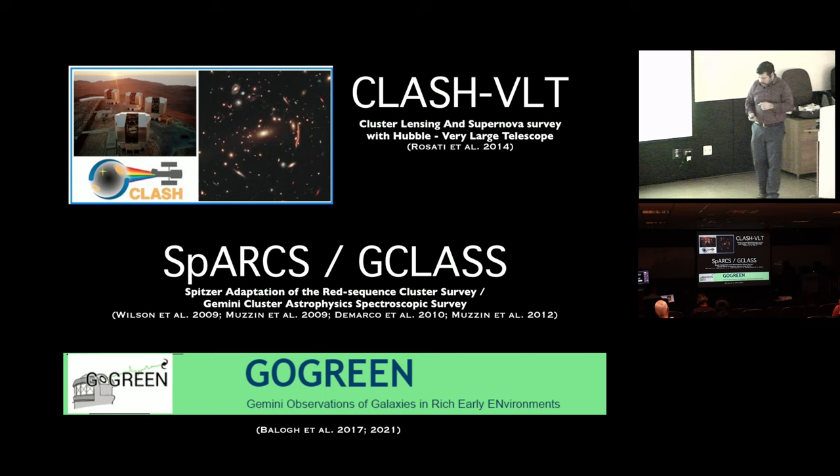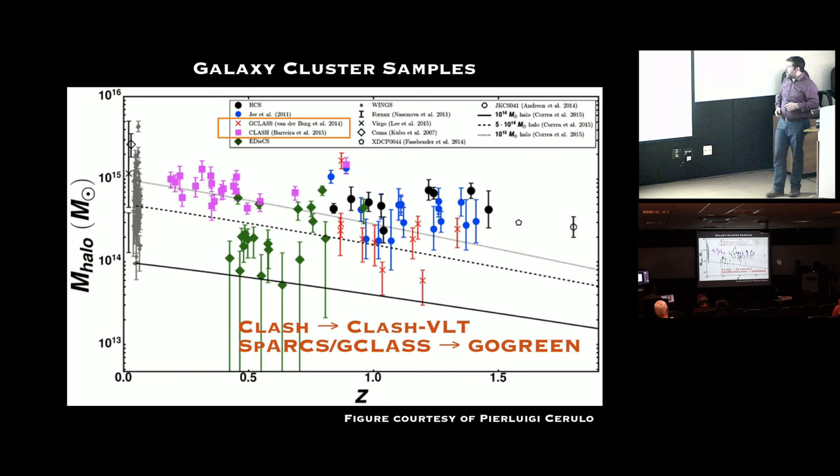I'll give you a few things on these surveys. But always keep in mind that if you want to do evolution, you need to understand what you are selecting and what you're comparing with, right? So for this, models are very important. Models that give you how the halo mass evolves in time, because you want to compare apples with apples. You cannot compare clusters that are very massive at this epoch with clusters at the same mass at redshift zero; you need to compare clusters that follow the expectations from models that give you the growth of structures in the universe.